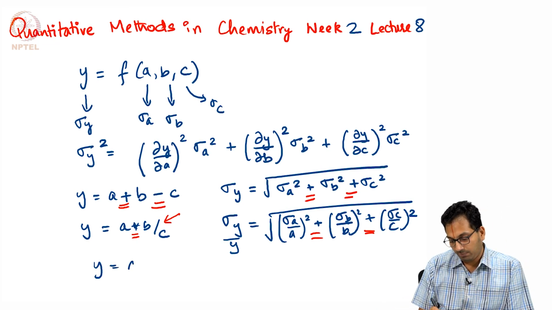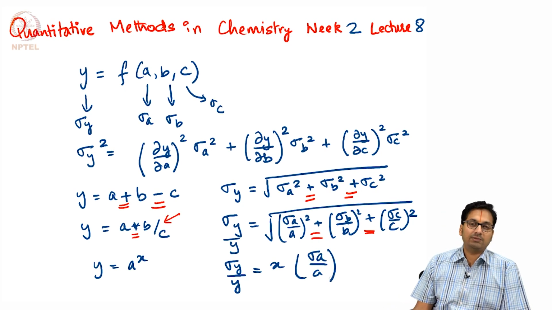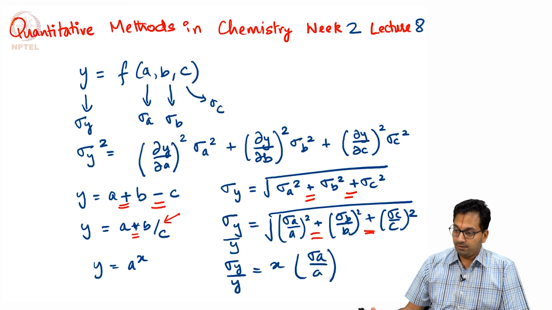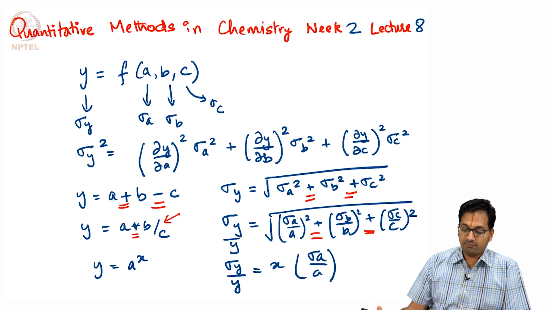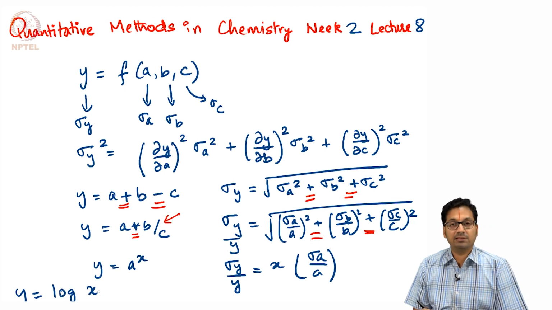Okay, so now that we saw these two, I think we saw one more example, which is y equal to a power x, in which case sigma y by y was given by x times sigma a divided by a. So these were the examples that we saw, and the other example that was given to you as a problem was, what if you have y equal to log x? So we will see that in a moment.